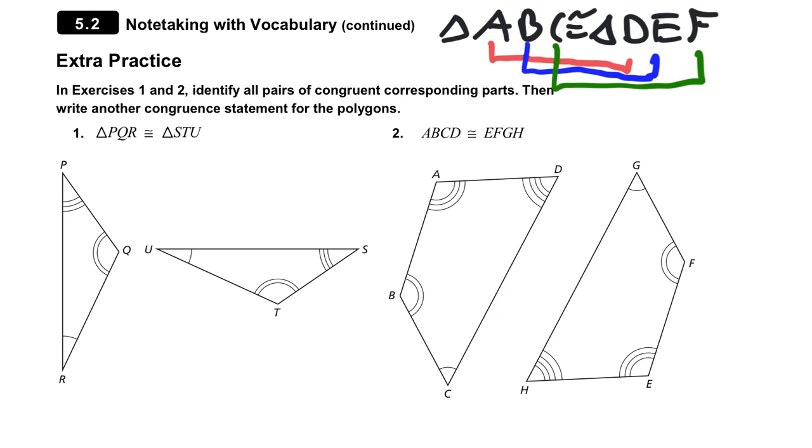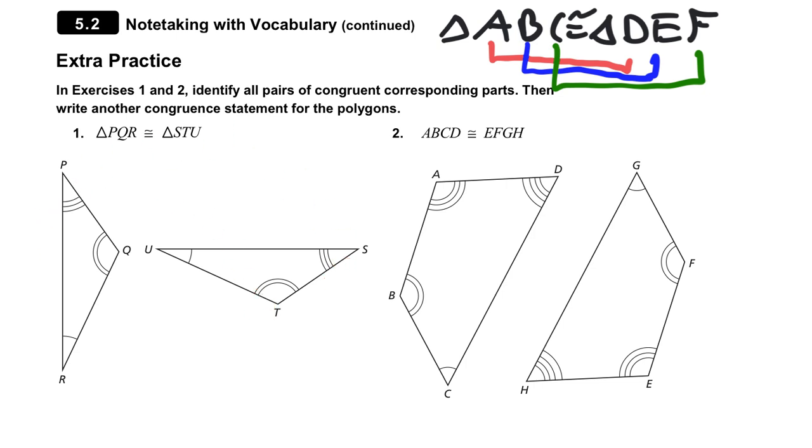So let's look at number one. Now, if I didn't have the names with the congruent statement, this right here is what I call a congruent statement. I'd have to look and say angle R is congruent to angle U because they both have one arc mark. Angle Q is congruent to angle T because they both have two arc marks. And angle P is congruent to S. They both have three arc marks.